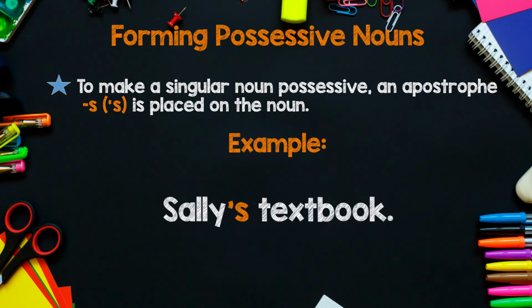Additionally, if we want to show that Sally, one person, is the owner of a textbook, we can say Sally's textbook. We add apostrophe S to the owner, who is Sally. Our new phrase would read, Sally's textbook. Sally's being spelled capital S-A-L-L-Y apostrophe S.